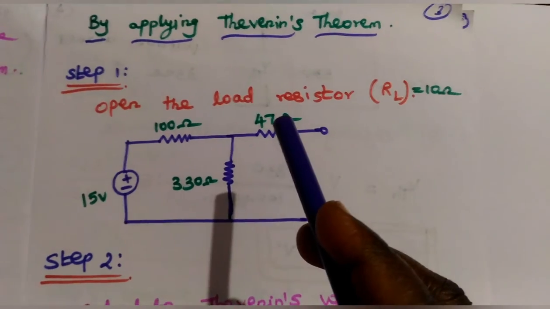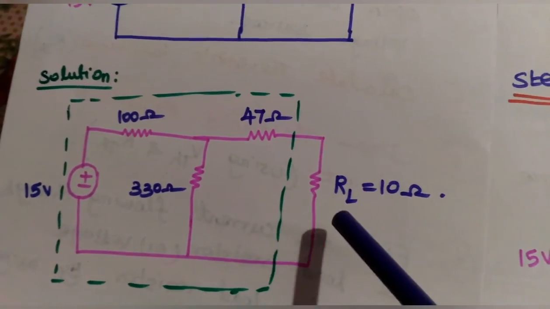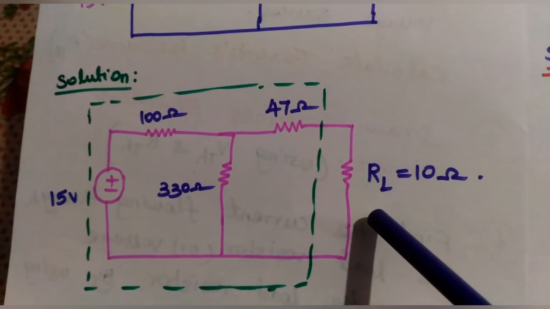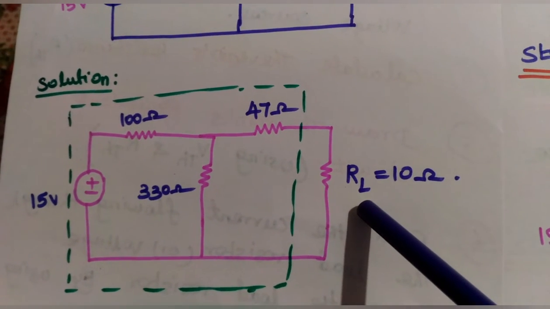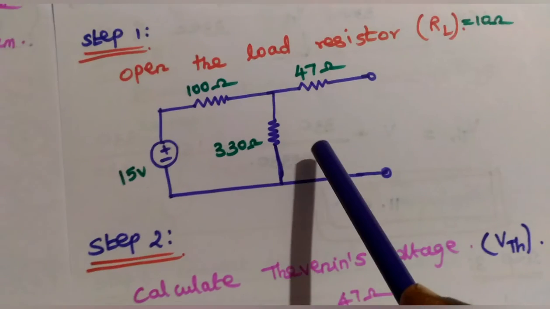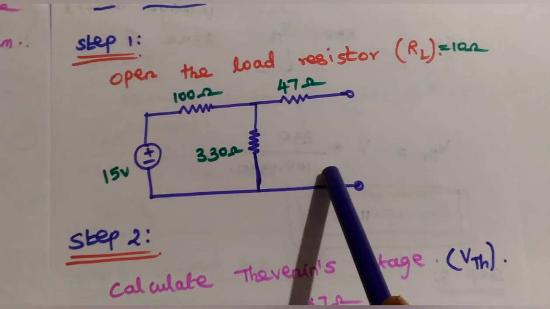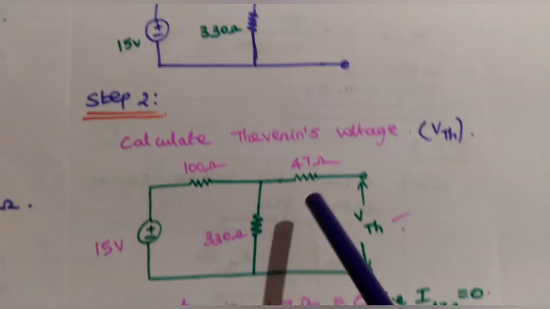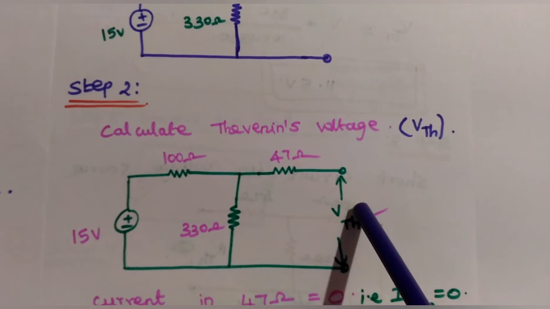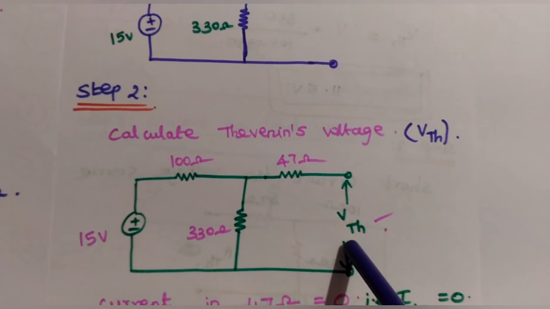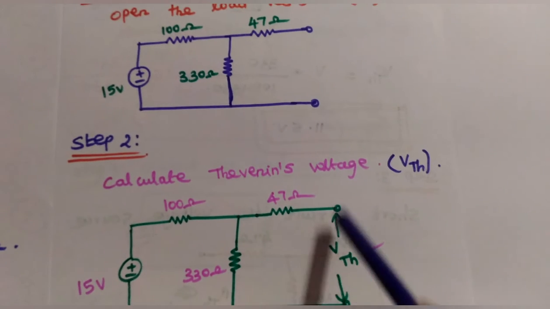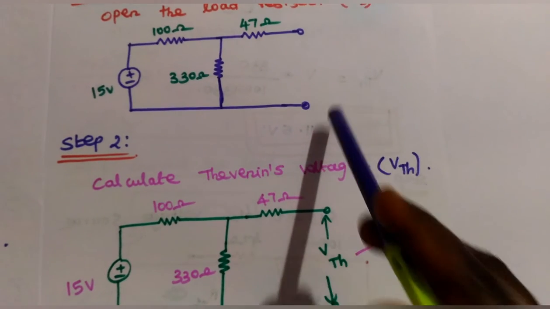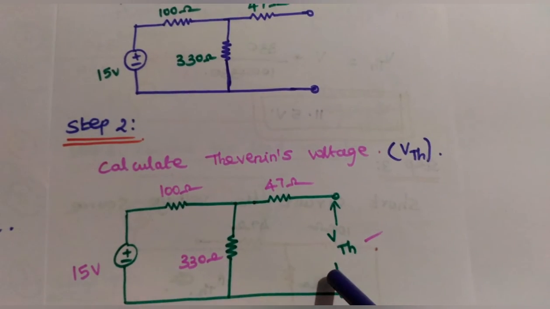is that first we want to remove the load resistor. In the question itself, we want to find the value of current flowing through the 10 ohm resistance, so the load resistance should be removed. After removing the load resistance, the circuit will be like this. Now we are going to calculate the value of voltage across the open circuit terminal, that is called VTH.